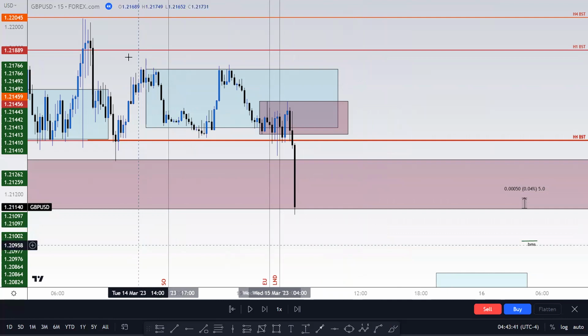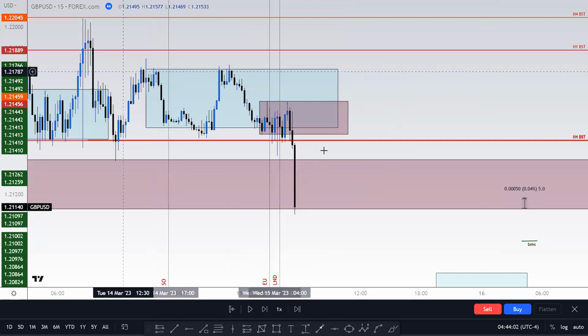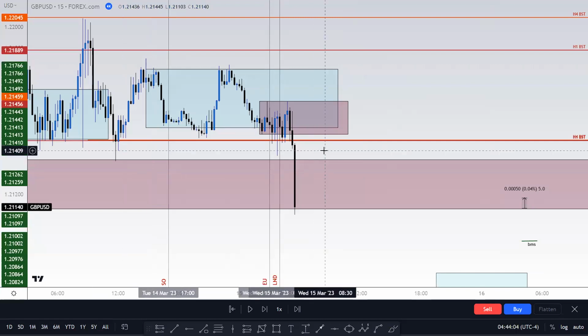But what is the most optimal setup in this scenario? The most optimal setup in this scenario is to wait for price to trade into the order block and to sell from the order block. I know someone has asked me this before: is it possible for price to trade away from the order block, and then you go long towards the order block?